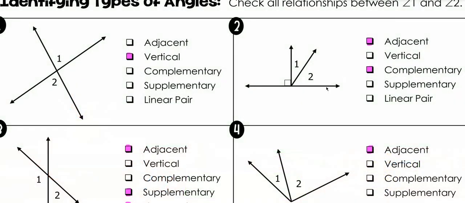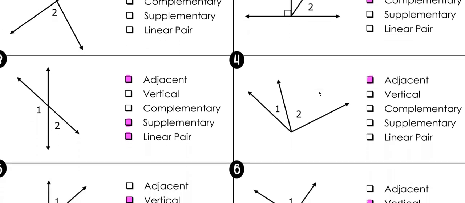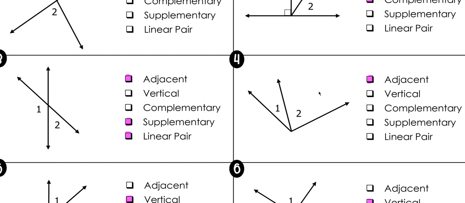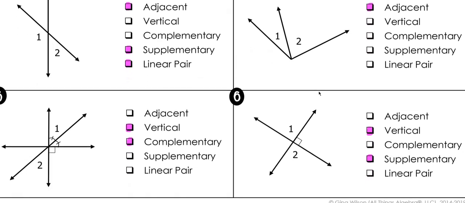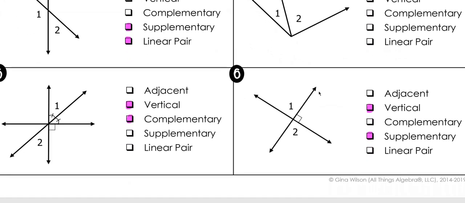Alright, so now looking at 1, those are vertical angles. 2 are adjacent and complementary. 3, adjacent, supplementary, and a linear pair. Remember, a linear pair is a linear pair because it's adjacent and supplementary, so you can't leave those out. Number 4, those are just adjacent. Number 5, vertical and complementary. Look at that again if you didn't get the complementary. And 6 is vertical and supplementary. Look at that again if you didn't get supplementary.